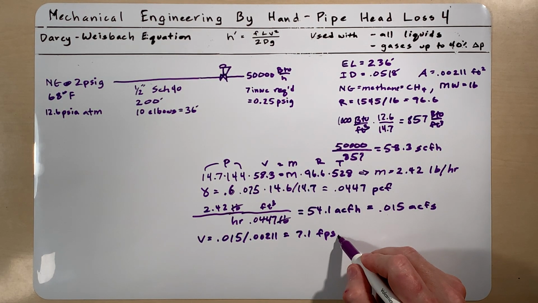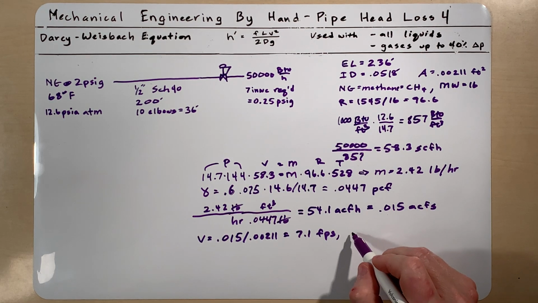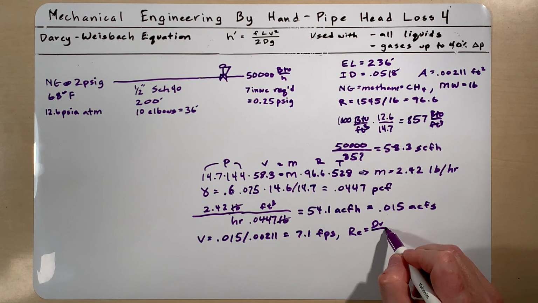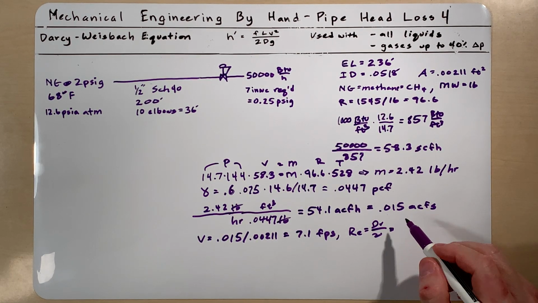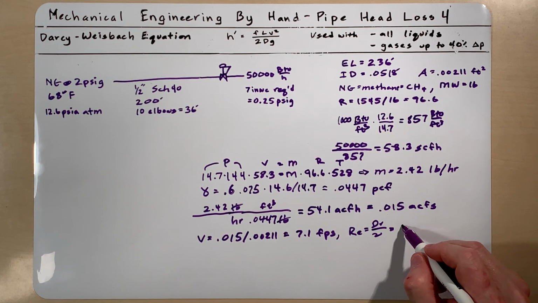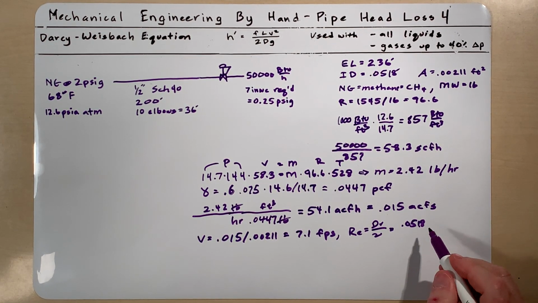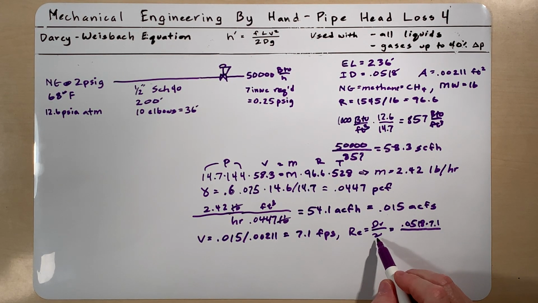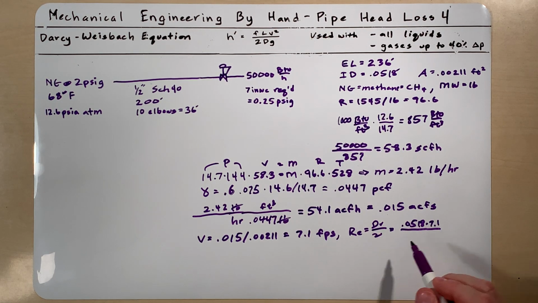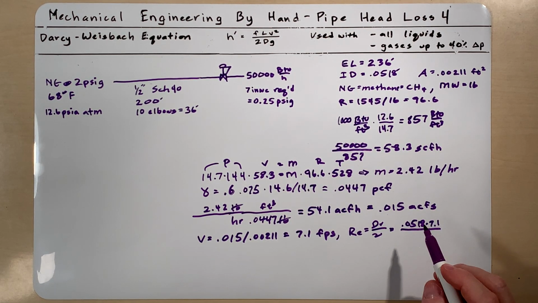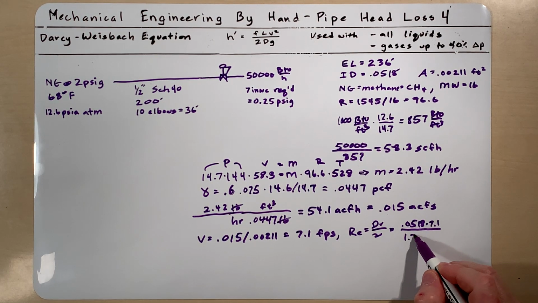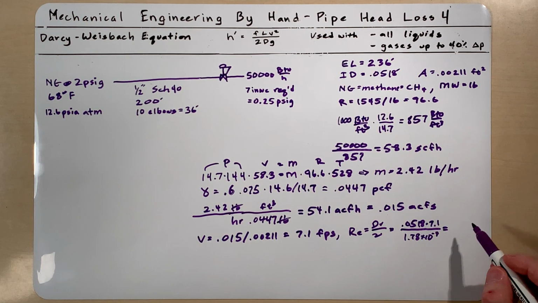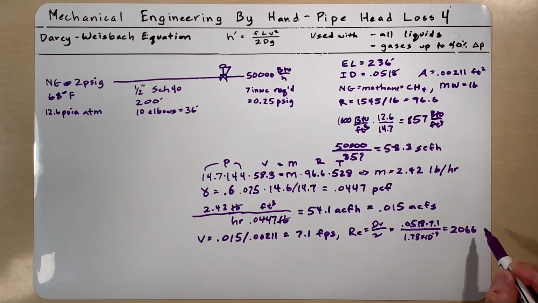Okay, and then I'm going to look up a friction factor, so I need to calculate the Reynolds number first. That is diameter times velocity over kinematic viscosity. So that is 0.0518 times 7.1. And then I looked up the kinematic viscosity on engineeringtoolbox.com, and that is 1.78 times 10 to the negative 4. And so that equals 2066.